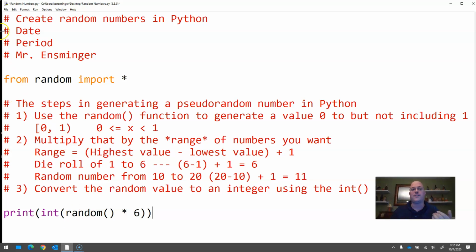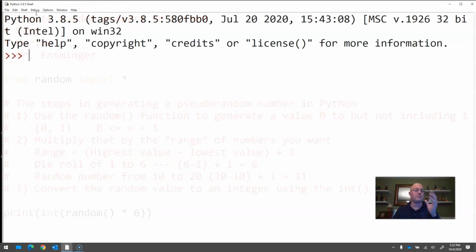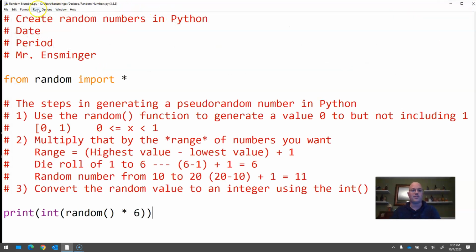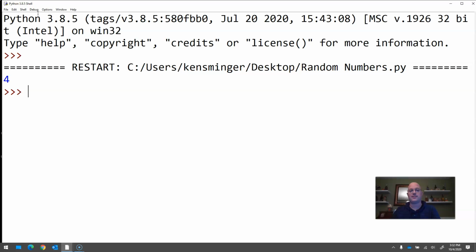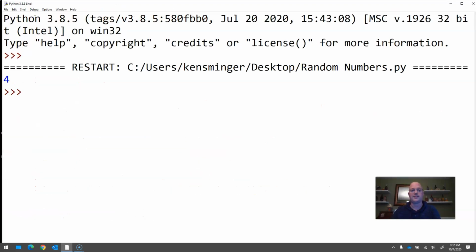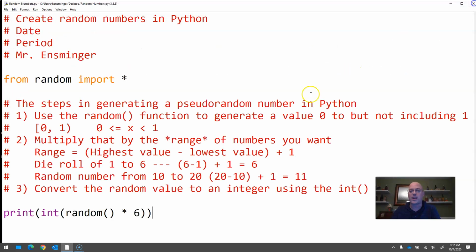So now, if you put int around that number, which goes from 0 up to but not including 6, you get 1, you get 4, you get 4. So, again, it's random.